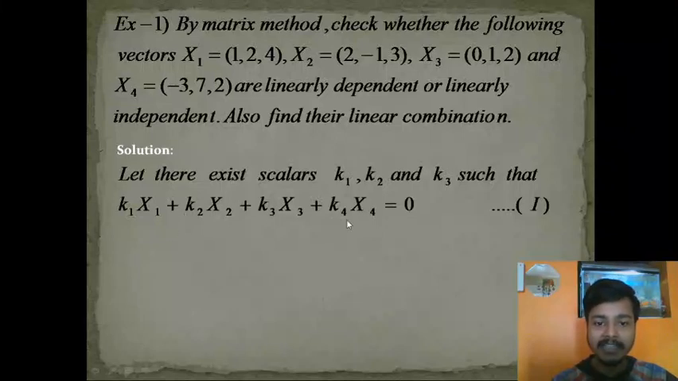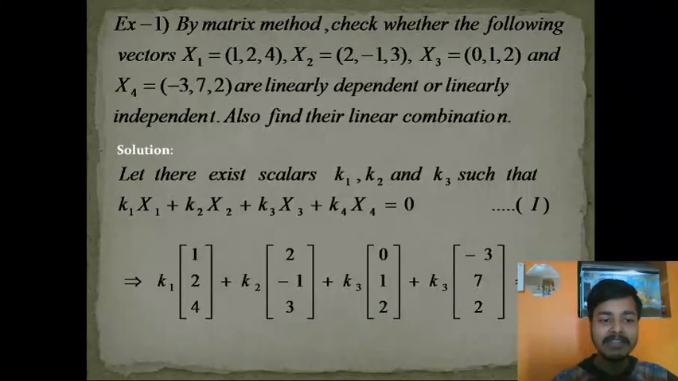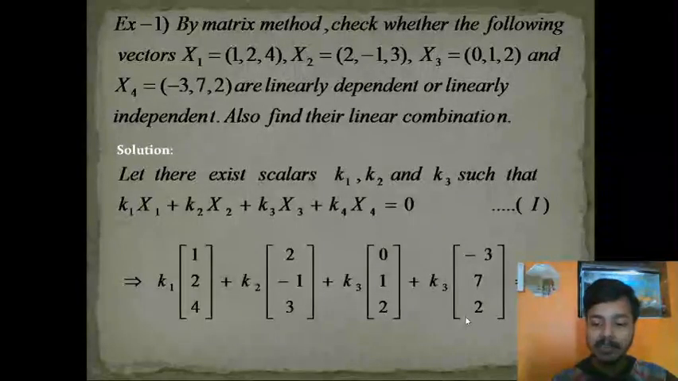I have written the linear combination correctly, just k4 is missing in the sentence. You should not miss it. Okay, in the examination it is expected from you to write it down. Say this is equation number 1. Now substituting the values of x1 = (1, 2, 4), x2 = (2, -1, 3), x3 = (0, 1, 2), and x4 = (-3, 7, 2). Okay, now what is your next objective?